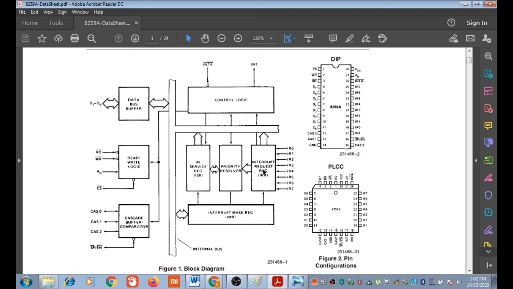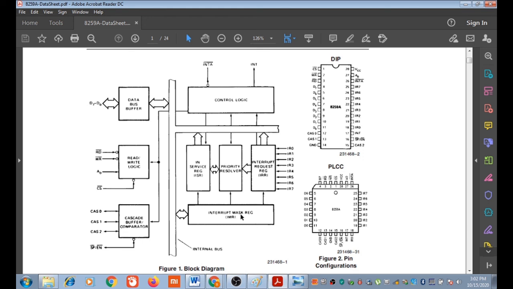If an interrupt input line is unmasked and has an interrupt signal on it, then the corresponding bit in the IRR, that is the interrupt request register, will be set. The content of this register can be read to know the status of pending interrupts.